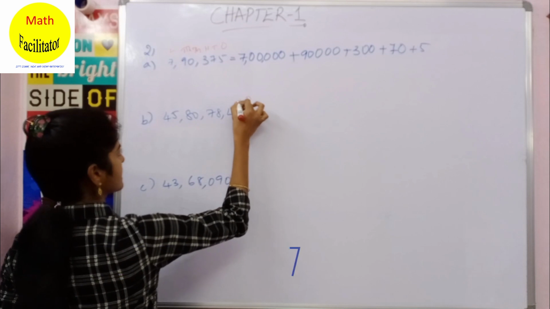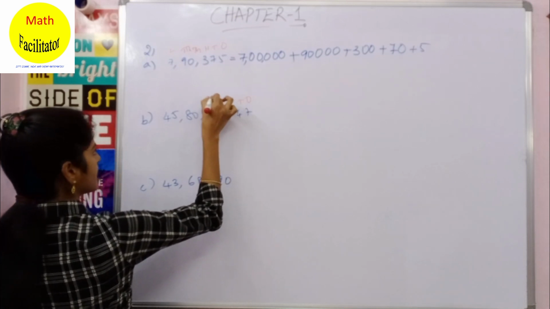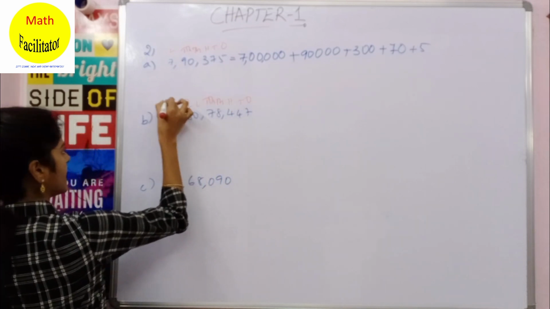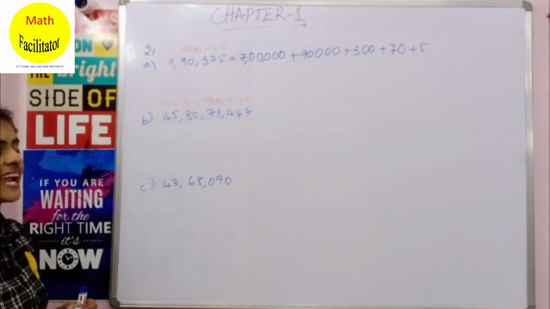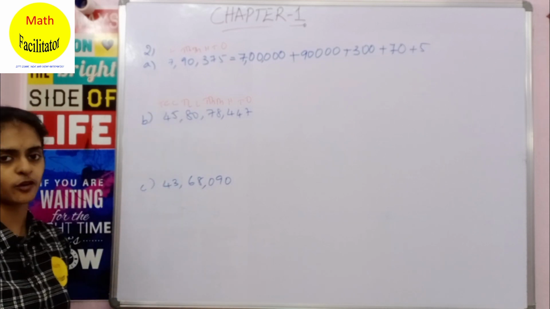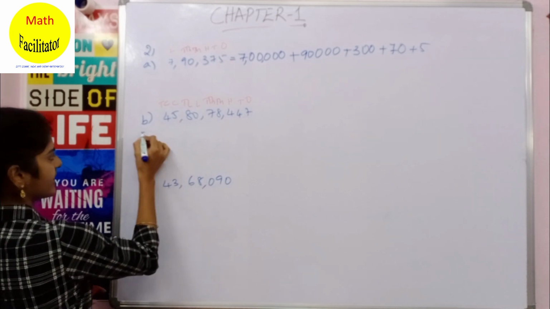Okay, now in this also let us write the place values first. So it is ones, tens, hundreds, thousand, 10,000, lakh, 10 lakh, crore and 10 crore. So it is 45 crores, 80 lakhs, 78,447. Clear?